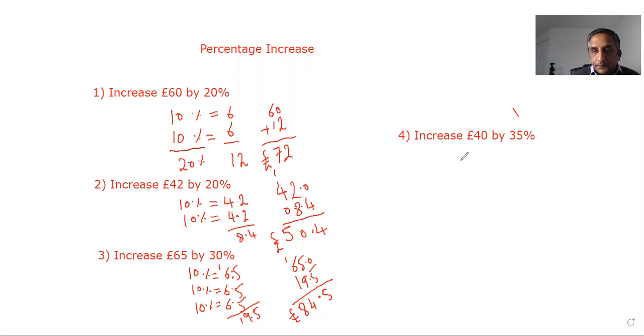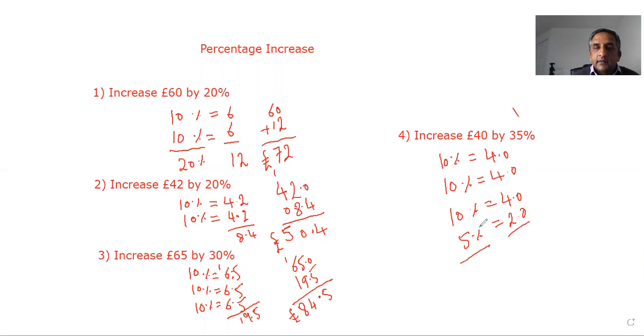Now the last question, we have to increase 40 pound by 35%. Again we find 10% of 40, which is 4. Then we find another 10% of 40, which is again 4.0. We can write the point 0 here as well. Then we find another 10%, which is 4.0. And then we have to find 5%, because half of 10 is 5%. So we halve 4 as well, so it will be 2.0.